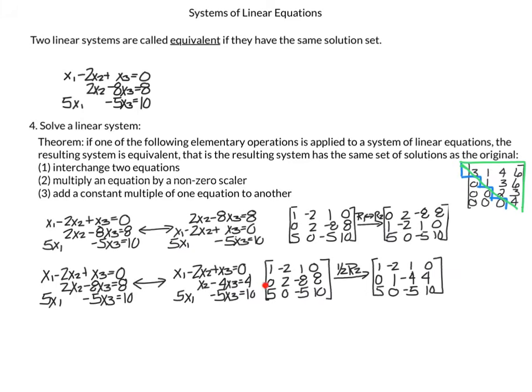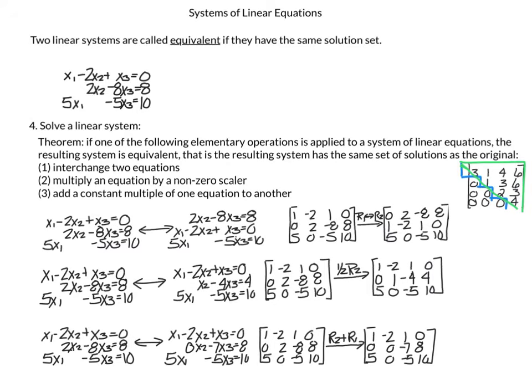So in my matrix representation, again, I have the same starting matrix, and then I designate that what I'm doing is multiplying R2 by 1/2, and then here's my resulting matrix. And I'm just going to check to make sure I have it right. That would be 0, 1, minus 4, and 4 in the middle row, and the other rows are the same.